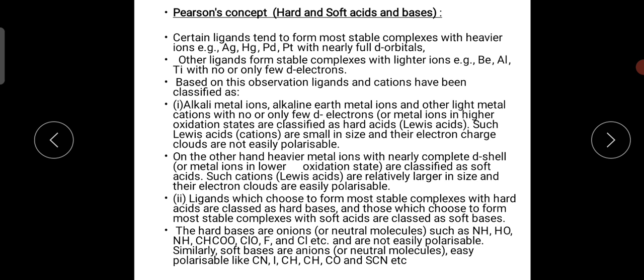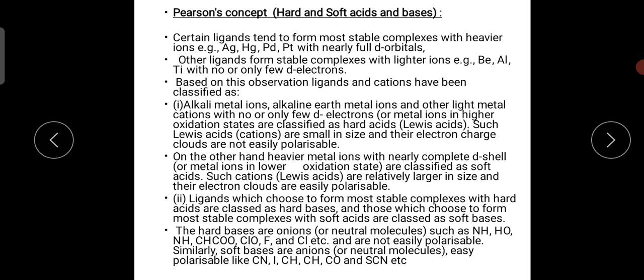The Pearson concept is the hard and soft acids and bases concept. Certain ligands, and ligands means what? It is a molecule that is attached to metal ions by a coordination bond. These ligands form stable complexes with heavier ions. Heavier ions means silver, mercury, platinum. These are examples of heavier ions, and these heavier ions have full d orbitals.